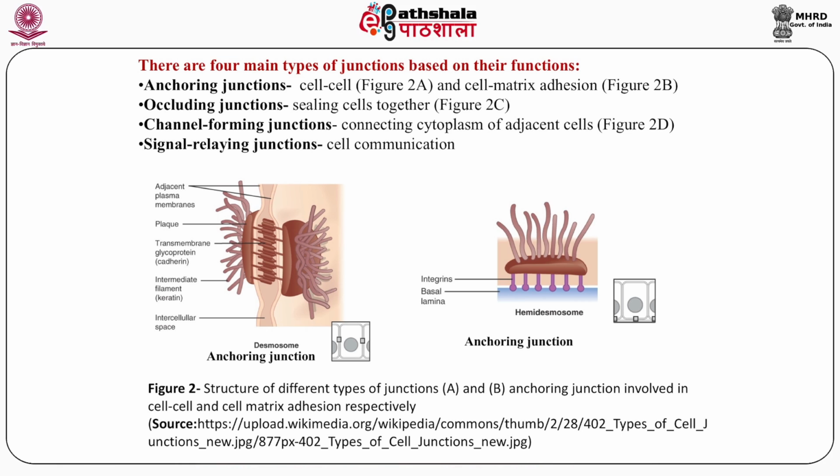Number 2, occluding junctions, which are required for sealing cells together. Number 3, channel forming junctions, which connect the cytoplasm of adjacent cells. And number 4, cell signal relaying junctions, which are required for cell communications. In today's module, we will focus on 3 junctions, and the last one, cell to cell communication junctions, will be discussed separately in another module.